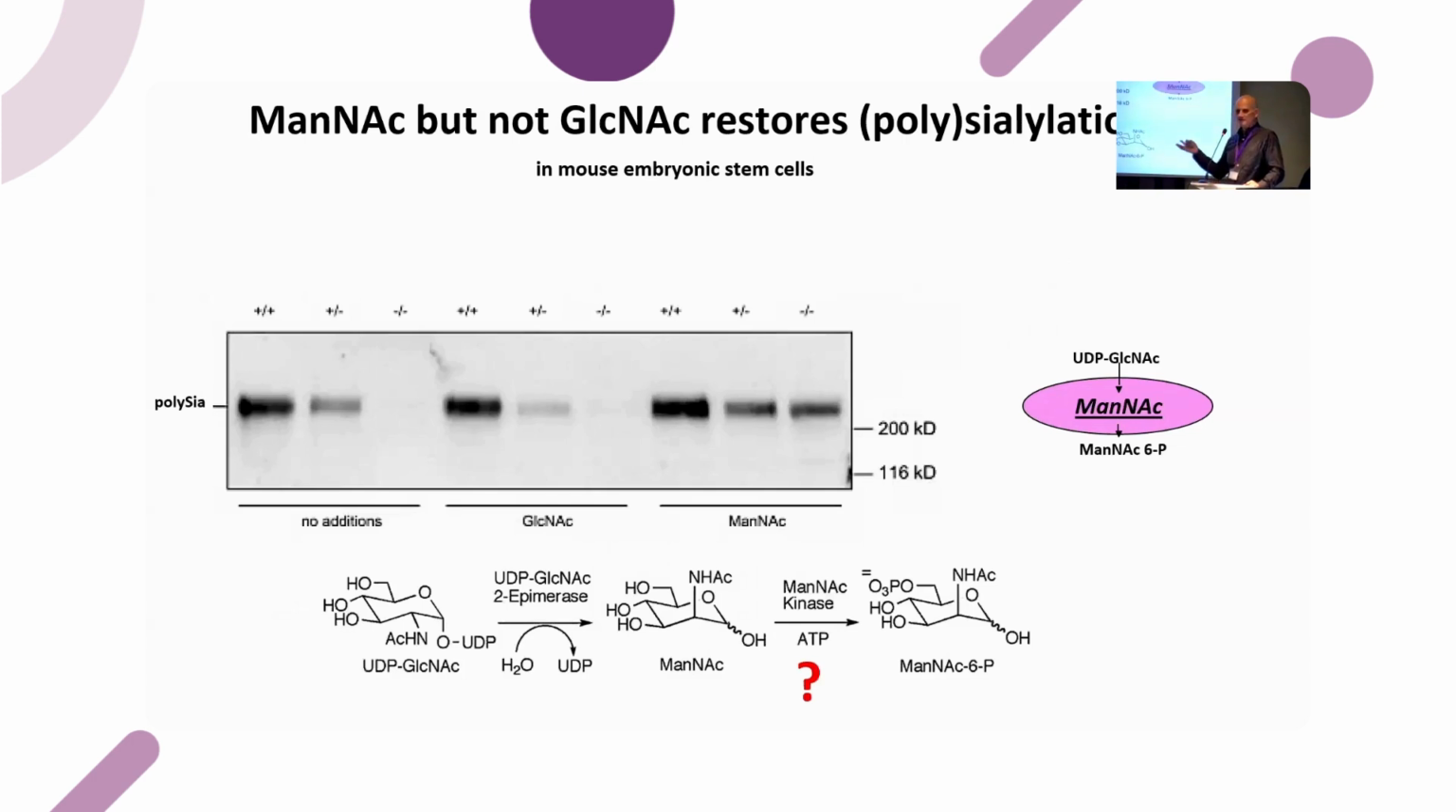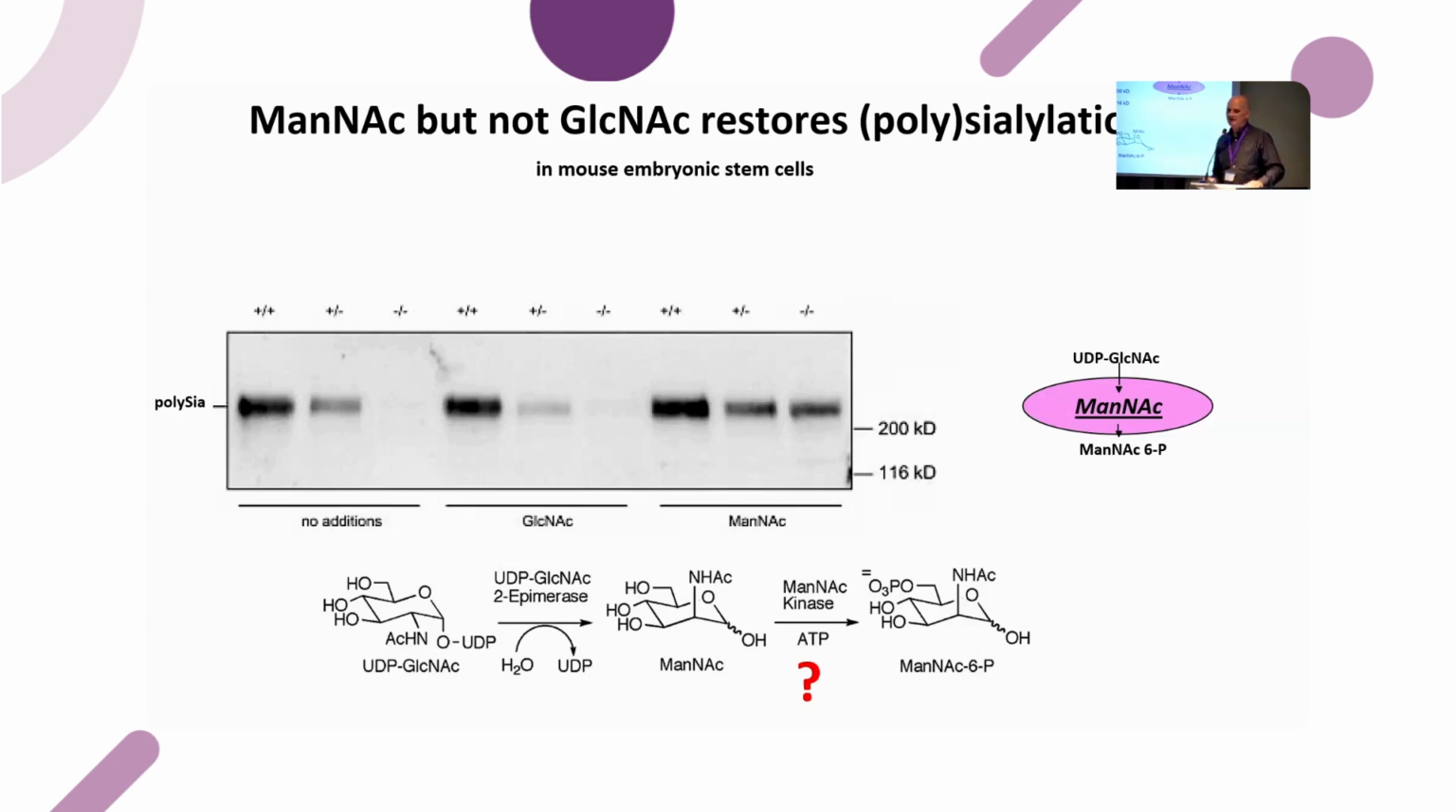Okay, now this is, I think, the last from the old data. We tried a lot of sugars, monosaccharides, to restore sialylation. And since at that time we didn't know that GNE has two enzymatic activities, we used, of course, ManNAc, because ManNAc is the first product from the epimerase reaction.